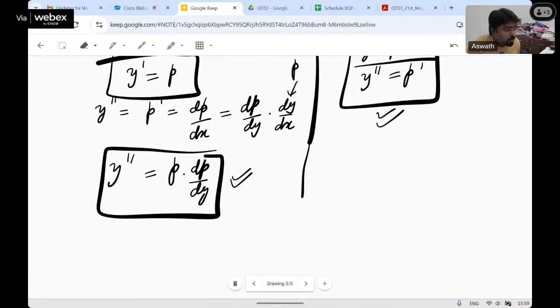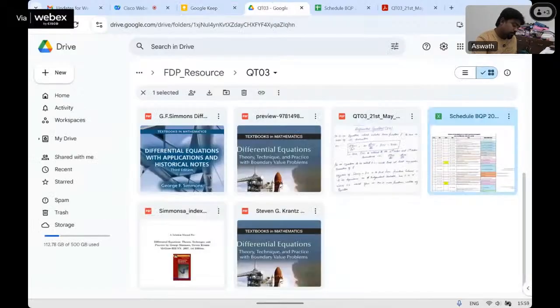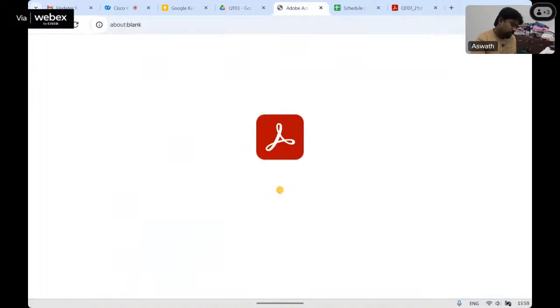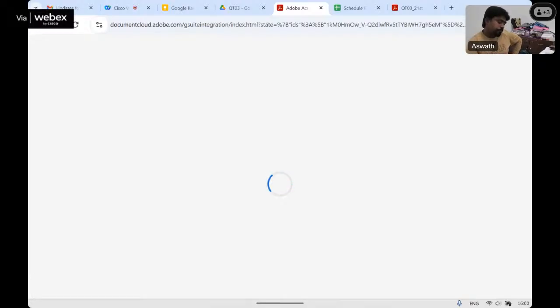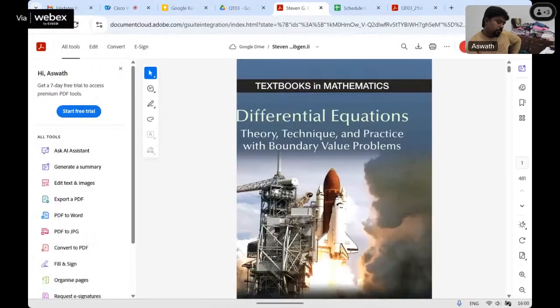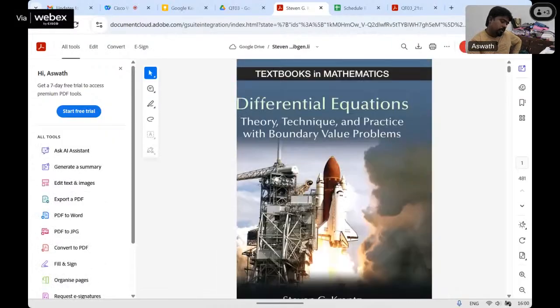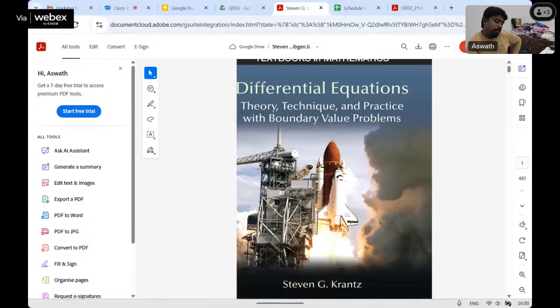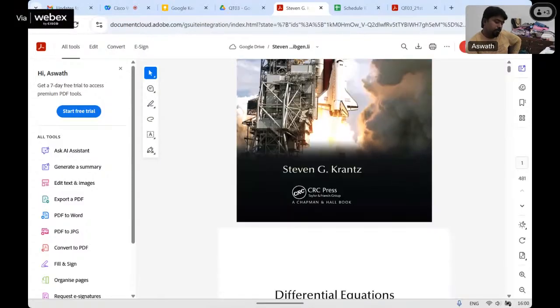Okay, so which book are you following? Yeah, very good question. The book which I am following, let me show you this book. Okay, this book, Stephen Krantz. Yeah, it is available on the net freely. It's a nice book though, right? Differential Equations: Theory, Technique, and Practice, with boundary value problems.